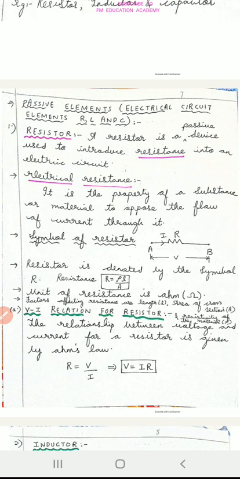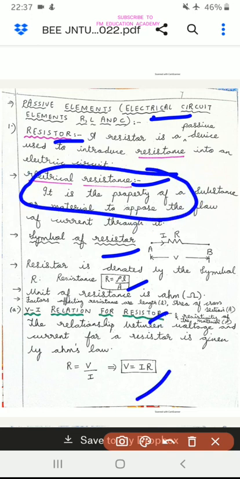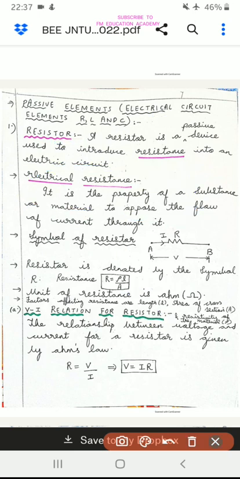Then you will first tell about passive elements and then about active elements. In passive elements, we have R, L and C. So you will define what is a resistor. Then you will define what is resistance, the symbol of the resistor, the formula of resistance, then the VI relation for the resistor. Or you can skip this part. You can avoid writing electrical resistance, and the remaining things you have to write as I told.